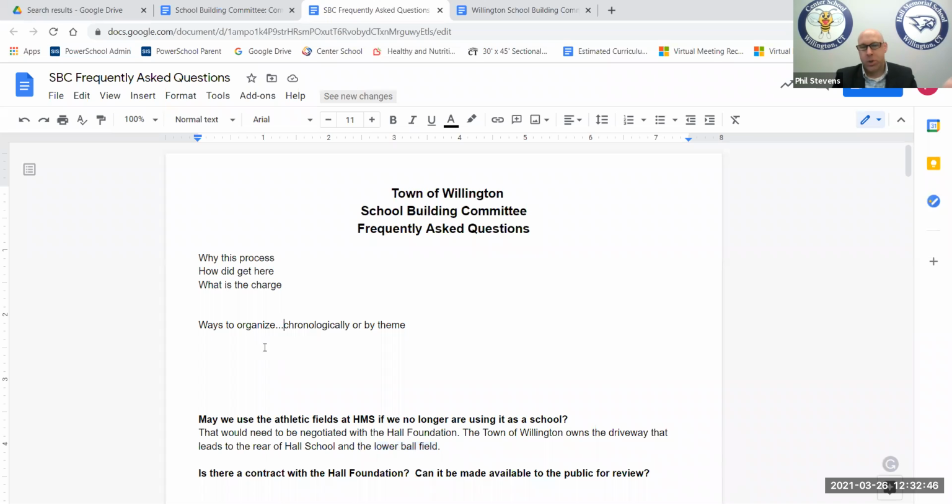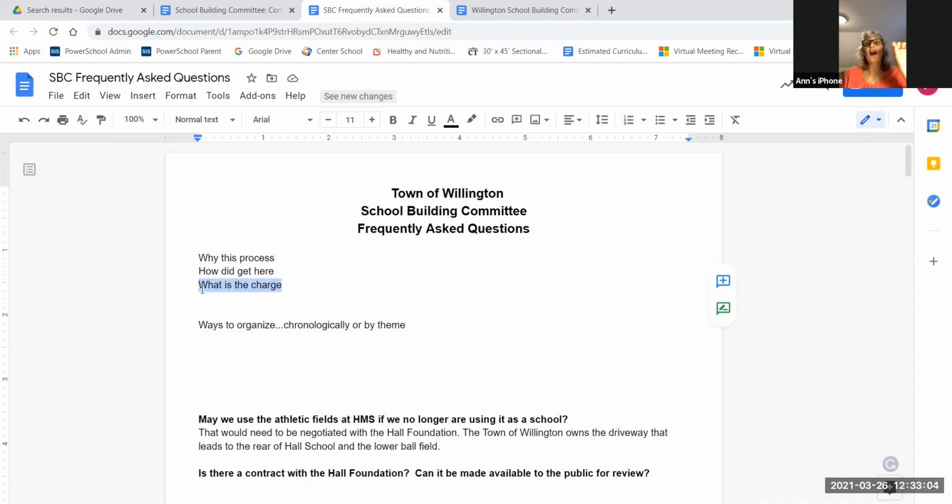Same thing with a charge. We could give a quick understanding of what the charge of the committee is, and then link, because the charge is a document that's going to be uploaded. I'll hyperlink it so it's directly to the charge and they can see the full piece. Perfect. So it says charge and you go to the list of the charges. Perfect. Yeah, that's great.